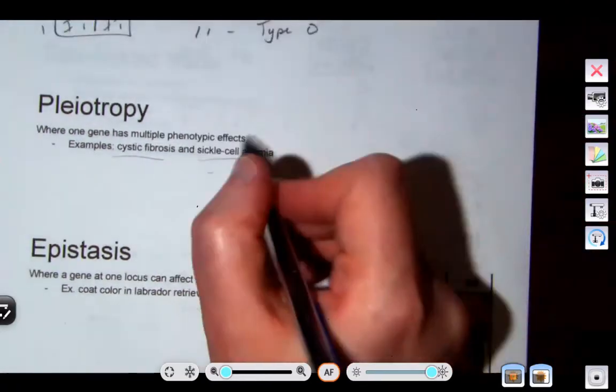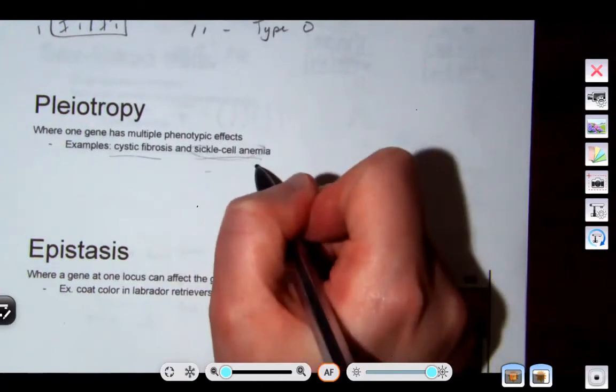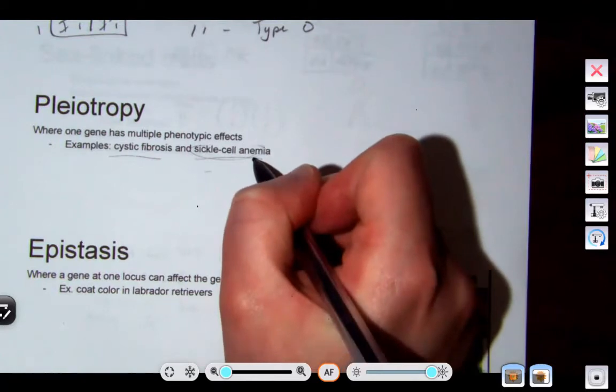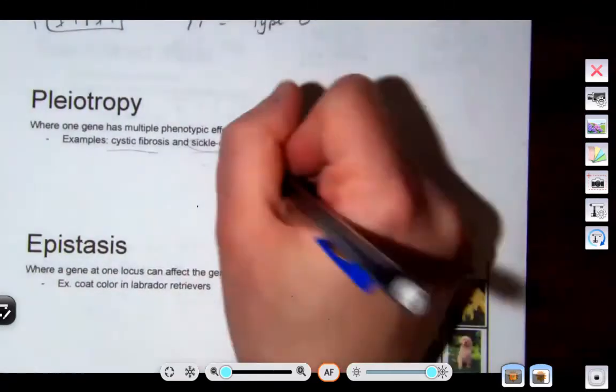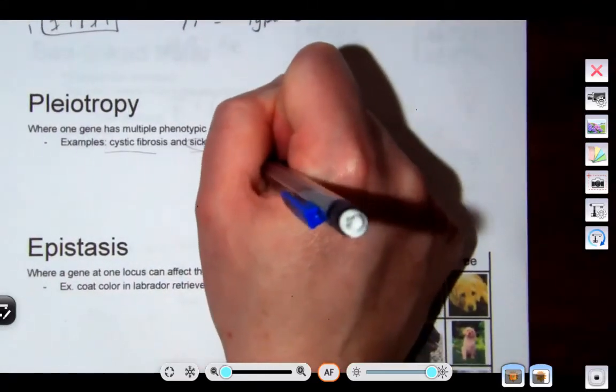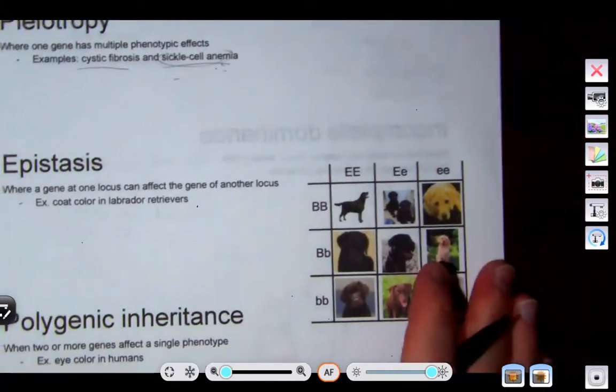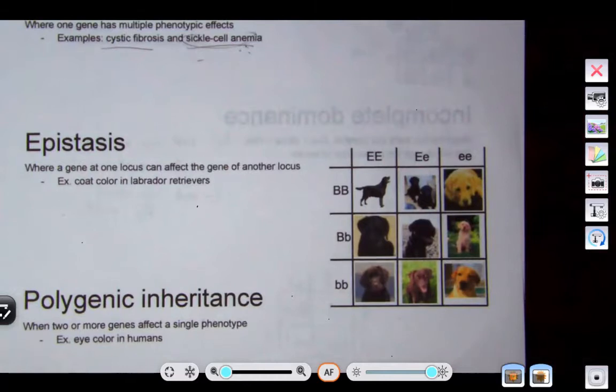And then what's interesting about sickle cell, and we'll talk about it in a little bit, is if you're heterozygous for it, it actually creates a bit of a benefit for those people. But generally, if you're homozygous and you have sickle cell, it creates all sorts of health problems. Another example is epistasis. It's where one gene at one location can affect the gene of another location.